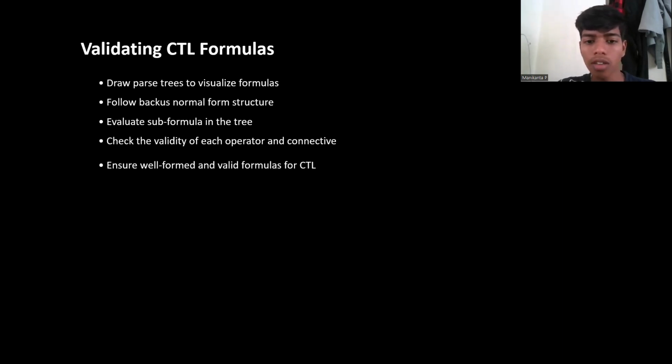Third is evaluate subformulas in the tree. Before assessing the validity of the entire CTL formula, evaluate each subformula recursively. For example, if you have an AND operator, evaluate the left and right subformulas to determine if they are valid.